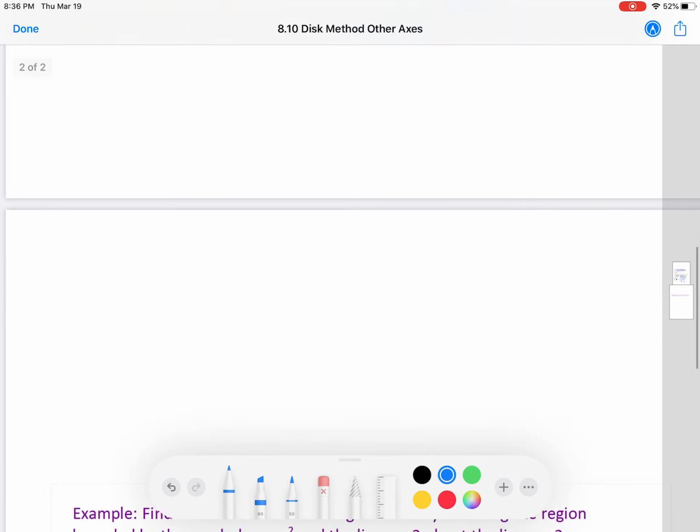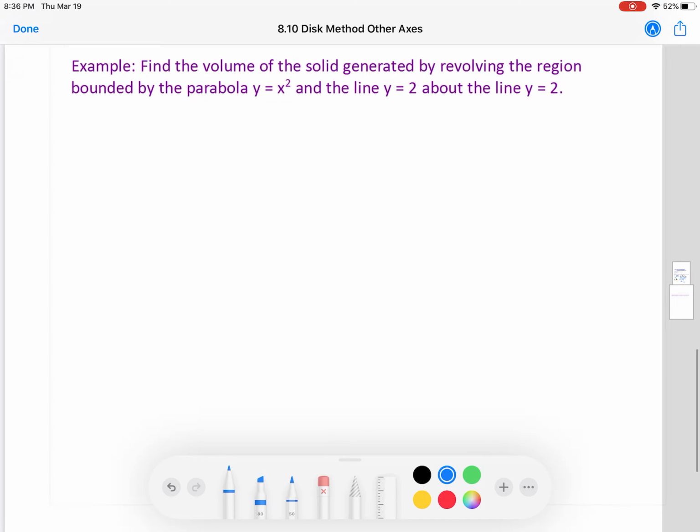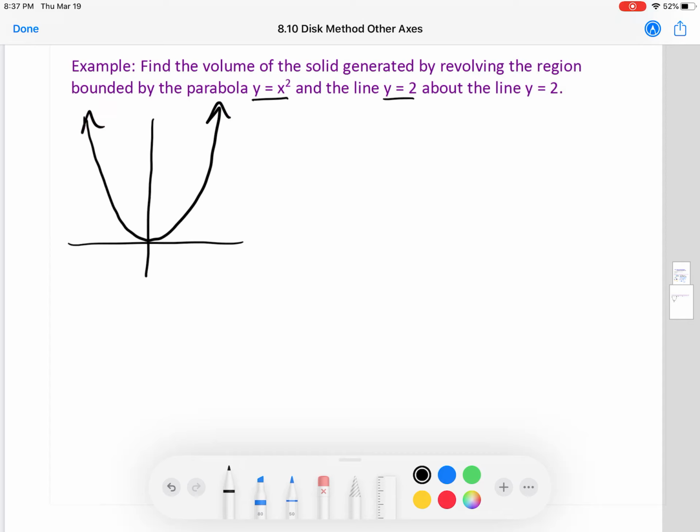Okay, let's look at one more, just to make sure we've got it. Again, you want to start by sketching a picture. So we have a parabola and a line. The parabola is a fairly simple one, y equals x squared. So sketch that, and then the line y equals 2. The region I'm looking at revolving is this section right in there. So it's going to be another one of those egg shapes similar to the notes from yesterday.